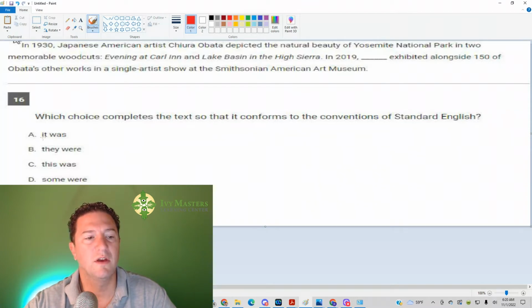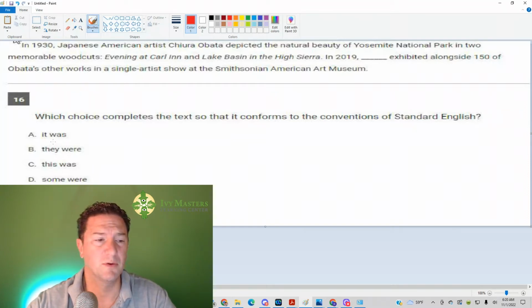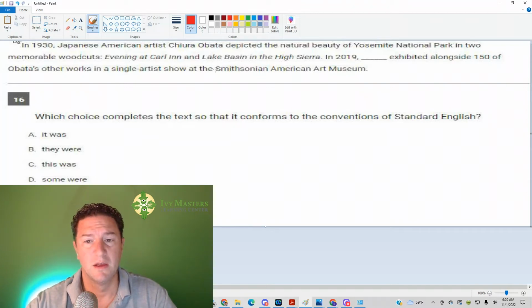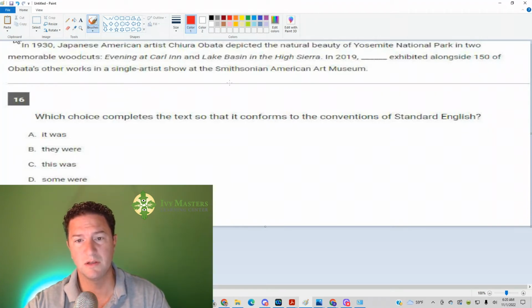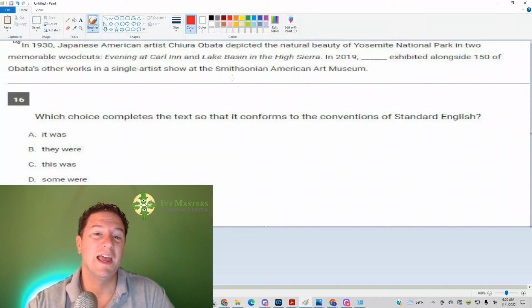What we've got is a pronoun followed by a verb. So first off, let's make sure we've got subject-verb agreement for all the answer choices. It was, yes. They were, yes. This was, yes. Some were, yes. So in 2019, blank exhibited alongside 150 of Obata's other works in a single artist show at the Smithsonian's American Art Museum. And what we've got before it is two works, Evening at Lake Basin and Lake Basin in the High Sierra.